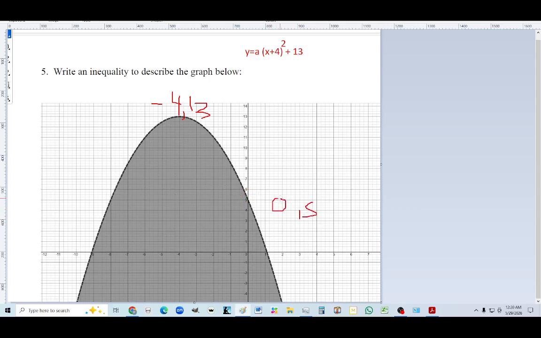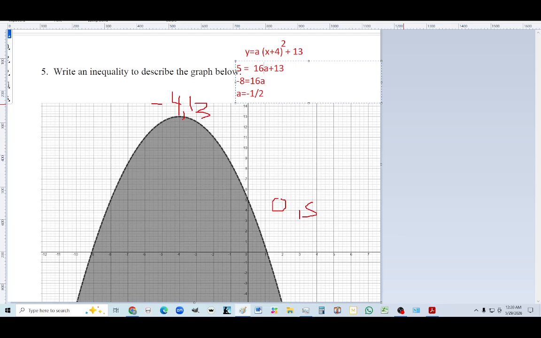So we just plug in the 0 for x and the 5 here to solve for a. So we get 5 is equal to a. My x is 0 plus 4, which is 4, squared, which is 16, plus 13. So I get 16a plus 13. I'm going to subtract 13 from both sides. So 5 minus 13 is minus 8 is equal to 16a. Divide by 16, I get a is equal to negative 8 over 16, which is negative a half.